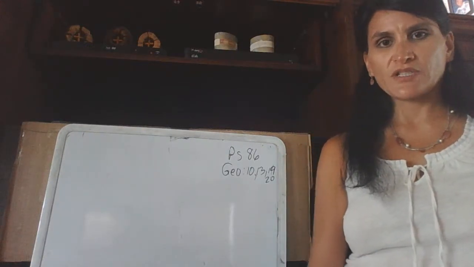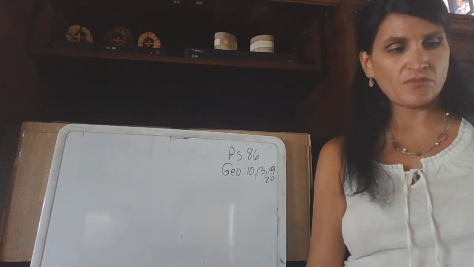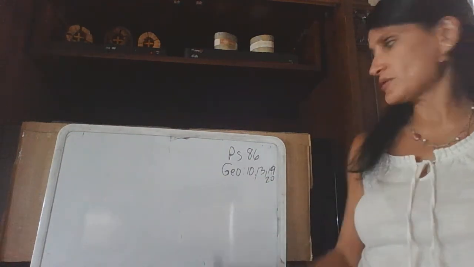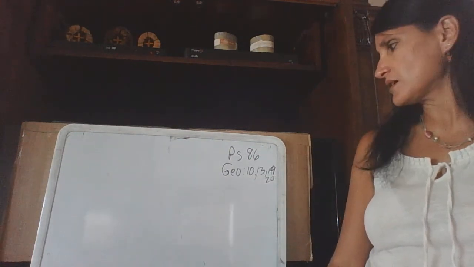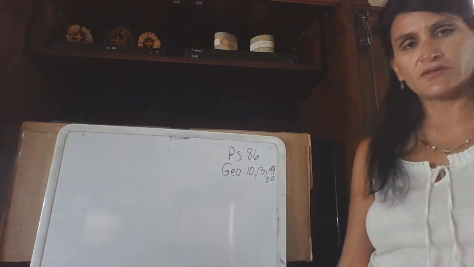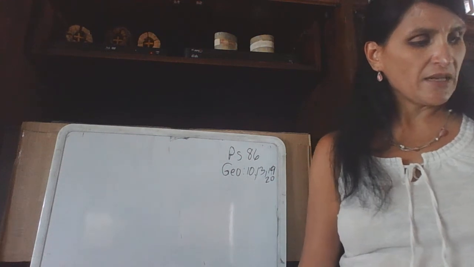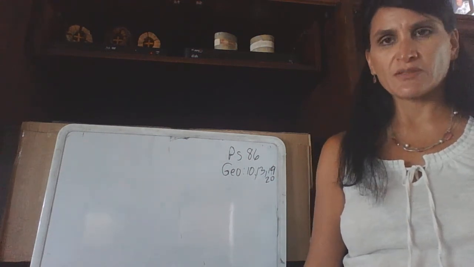Hello everybody. So today is problem set 86 and we are going to be covering number families, okay? So on the board I have listed your homework as geometry numbers 10, 13, 19, and 20. You do not have to do those. For today we're going to begin with a review of the number families that we've already learned.